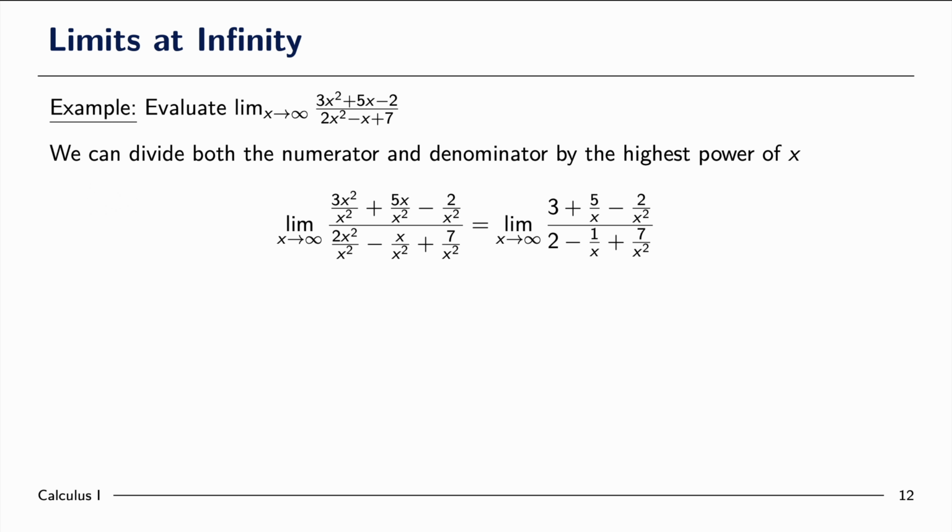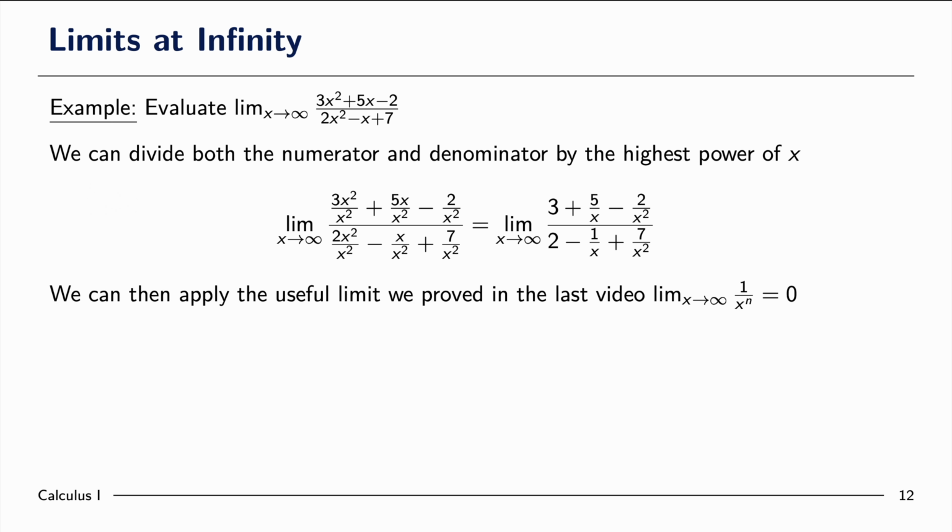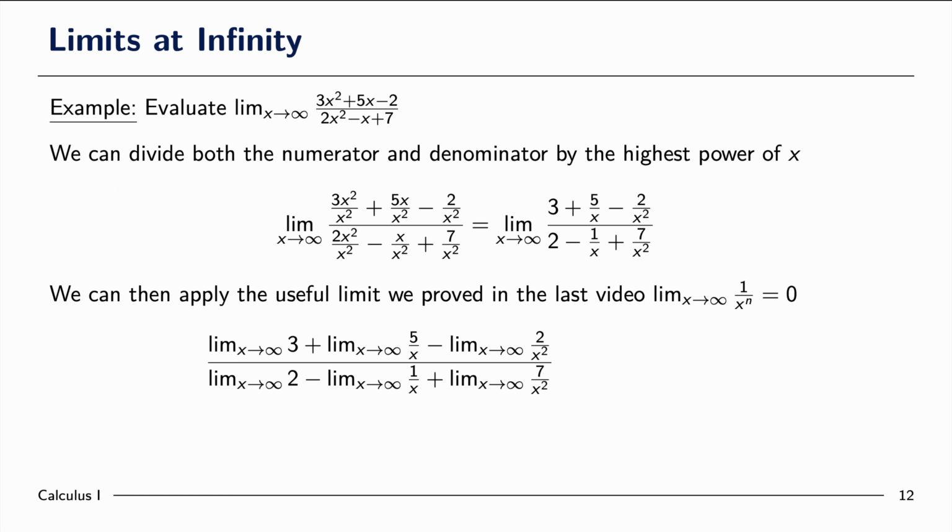We can now apply the useful limit that we proved in our last video. That is, the limit of 1 over x to the n as x approaches infinity is equal to 0. So now note we have the following. We can distribute the limit into the numerator and denominator by the rational function limit theorem and the additivity limit theorem. Evaluating all the limits, we get 3 plus 0 minus 0 divided by 2 minus 0 plus 0, and this is equal to 3 over 2. So the limit of 3x squared plus 5x minus 2 divided by 2x squared minus x plus 7 as x approaches infinity is equal to 3 over 2.